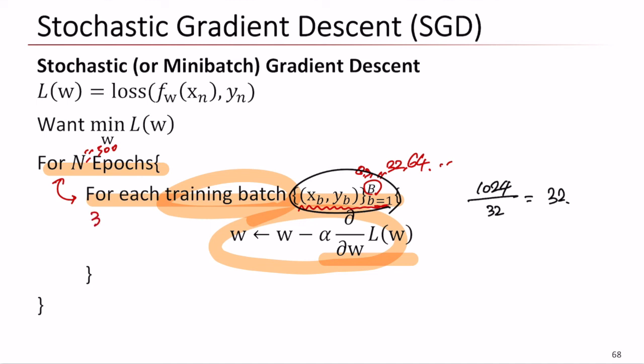This might be a bit confusing. Sorry, not 1024, let's say 512. To avoid confusion, what is the number of batches? 16, right? Let's say 16. Then the number of batches is 16. So your W is updated, for example, 500 times 16.